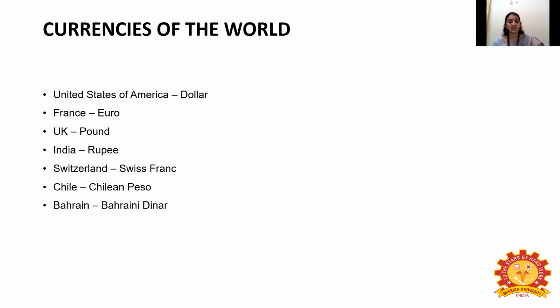And the most expensive currency is the pound, that is based in the UK. And euro is based in European countries. And in India, you have rupees, and in Switzerland, the Swiss franc. In Europe, there is a difference: though all the countries are following the euro, Switzerland is unique and differentiated from that. You have the Swiss franc in Switzerland. And in Chile, you have the Chilean peso, and in Bahrain, the Bahraini dinar. So these are all the basic important currencies of the world.